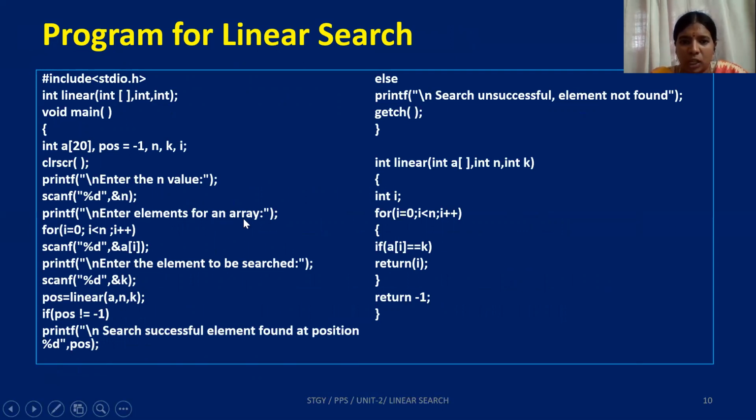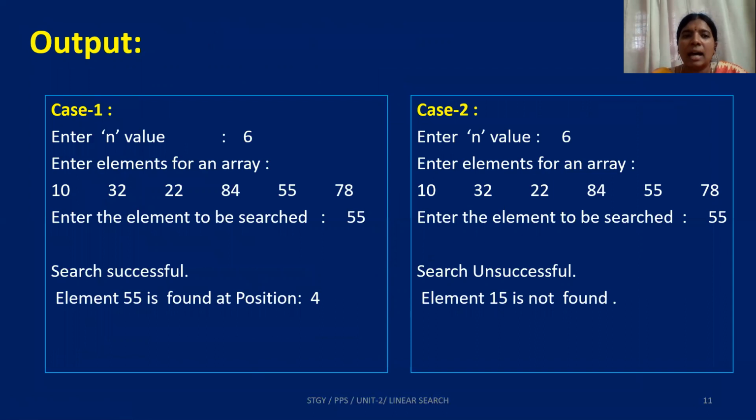Here you read your array and then you read the element that you're searching for, which is nothing but k. So here you are passing your array and an element k to be searched. If any a of i is equal to k, you will return the index i, implies a successful search. And if you return -1, it implies that the search is unsuccessful.